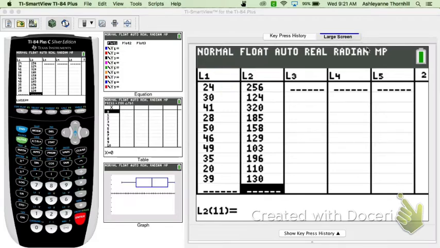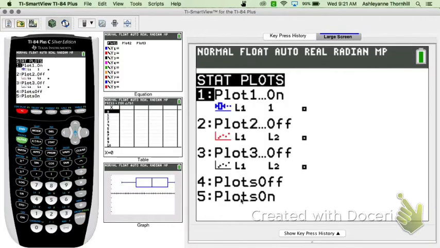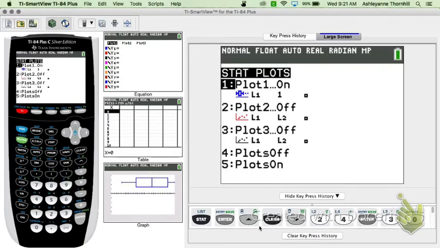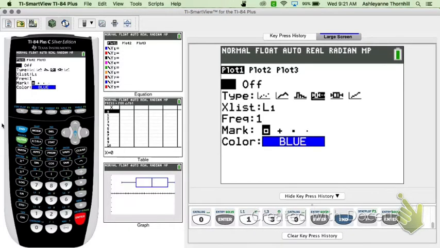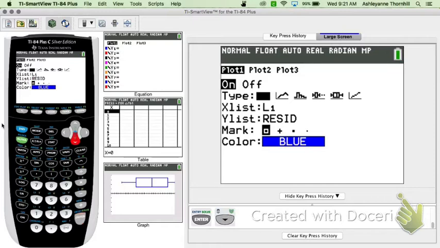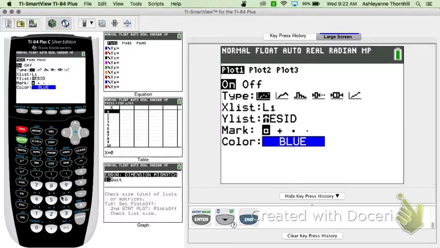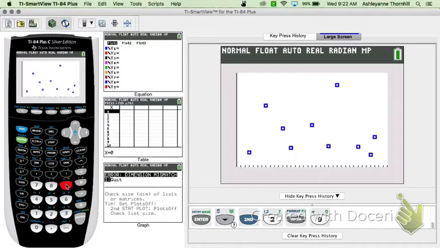In order to make a scatter plot, I'm going to go to second, y equals, Plot 1. I'm going to turn Plot 1 on, or it should already be on. And then the type is the first little scatter plot, the first one. X-list is L1, and my y-list should be L2, so you hit second 2. What about Mark? Mark doesn't matter. Zoom 9.